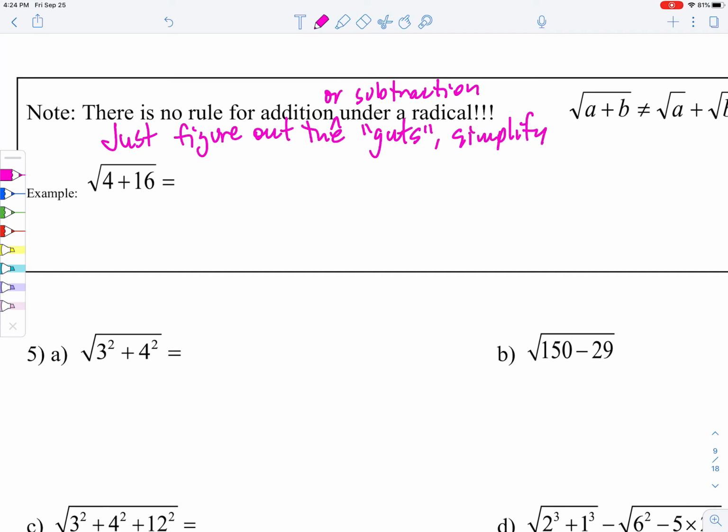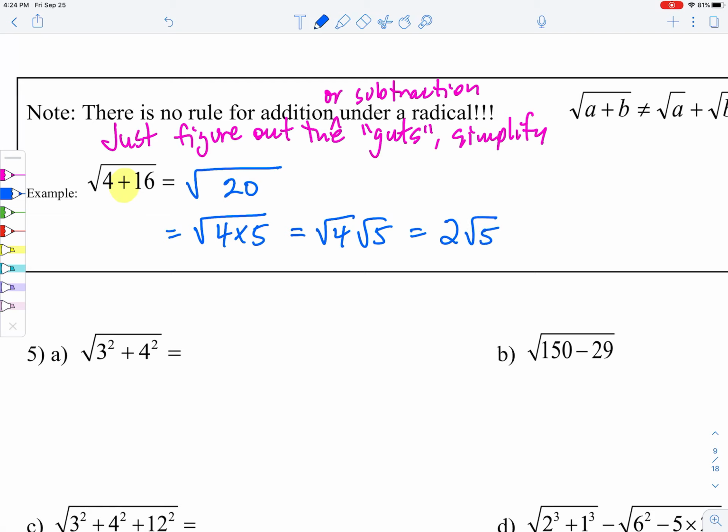So for this example, the square root of 4 plus 16, we might be tempted to square root 4 and square root 16, but don't do it. This plus makes it kind of yucky. So that would turn it into the square root of 20. Now there is a perfect square hiding inside there, so I could write it as root 4 times 5, which would give me root 4, root 5, or 2 root 5. And that's what we have to do if we have a plus or a minus.